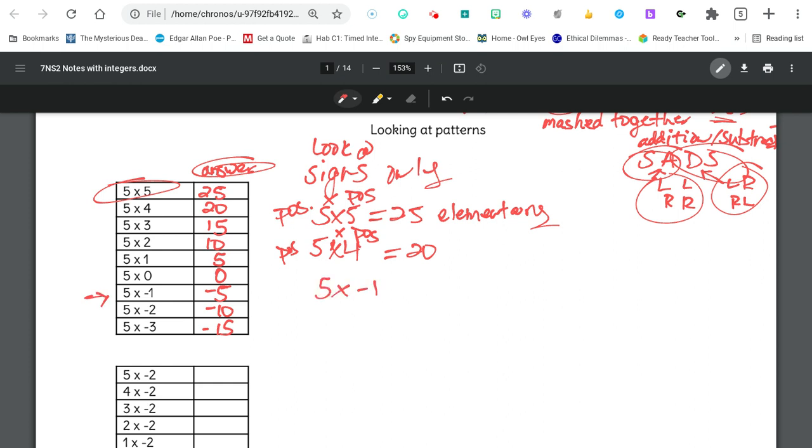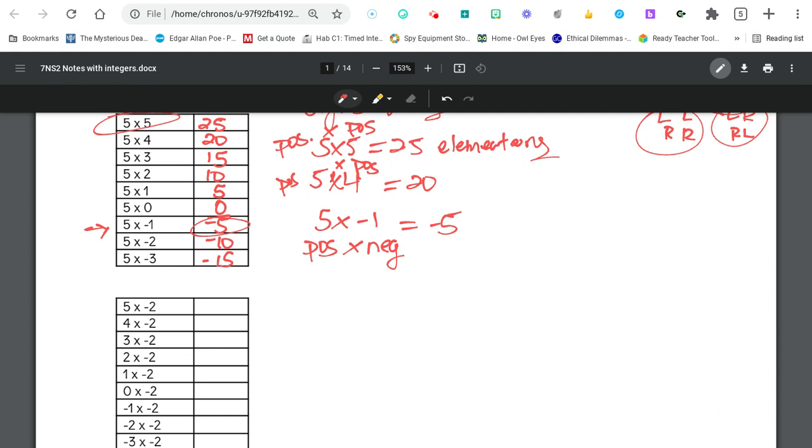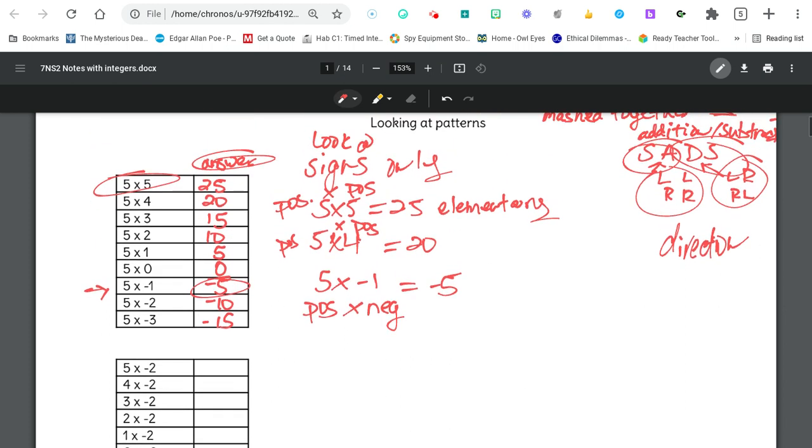Now let's look at this. 5 times negative 1. That's a positive times a negative. That gave us negative 5. When somebody's saying, well, does it matter about the bigger number or if it's more to the right or to the left? I don't care about direction if it's multiplication or division. You only concern yourself with direction on addition and subtraction. That is the only time you concern yourself with direction.